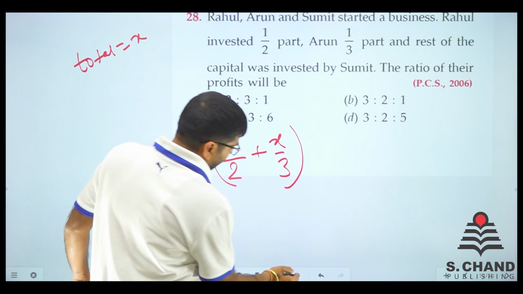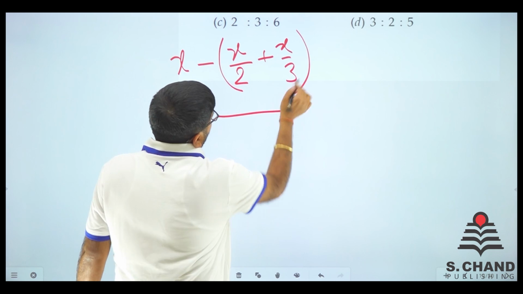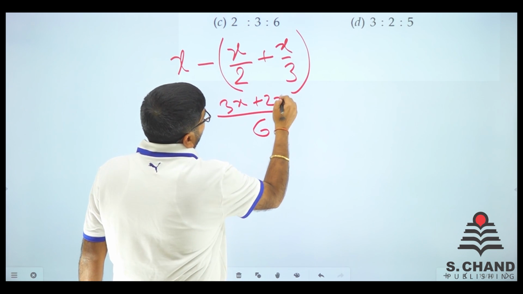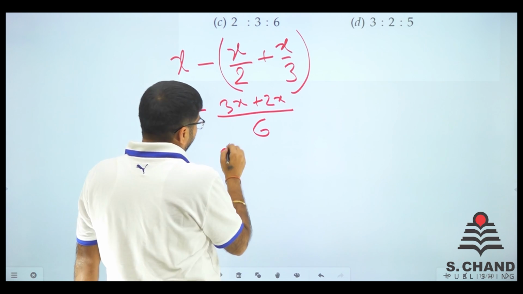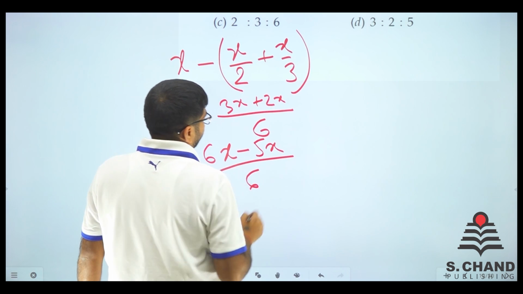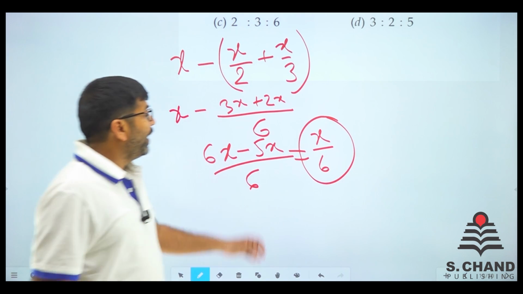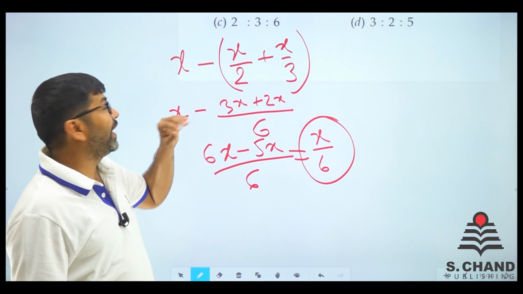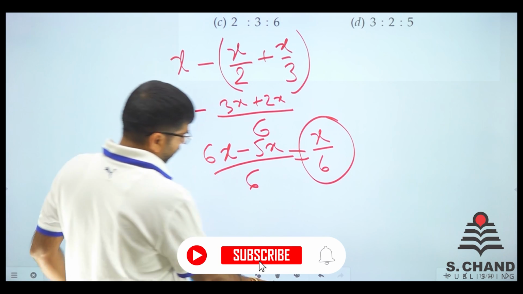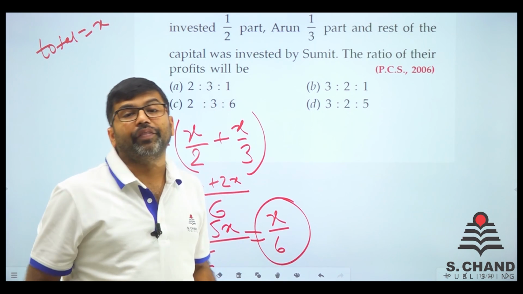So we do a simple calculation over here. See, this is x, this is 3 into 2 is 6, then 3x plus 2x. So x minus 5x by 6, that is x by 6. X by 6 part was invested by this person, the third person, right? Now what do we need to know? We have to find out the ratio of their profits.